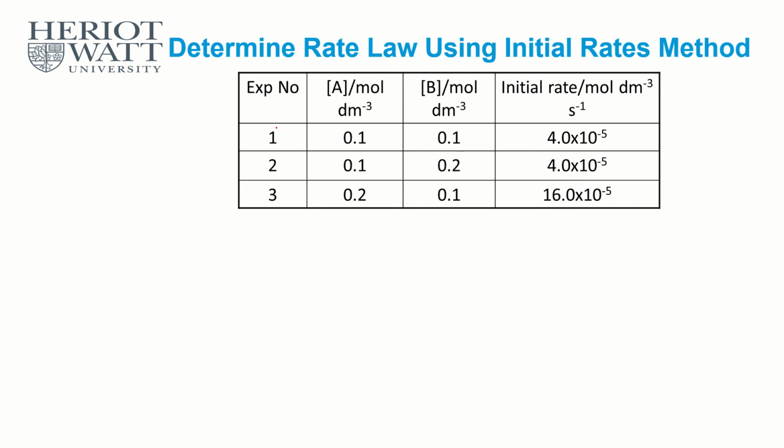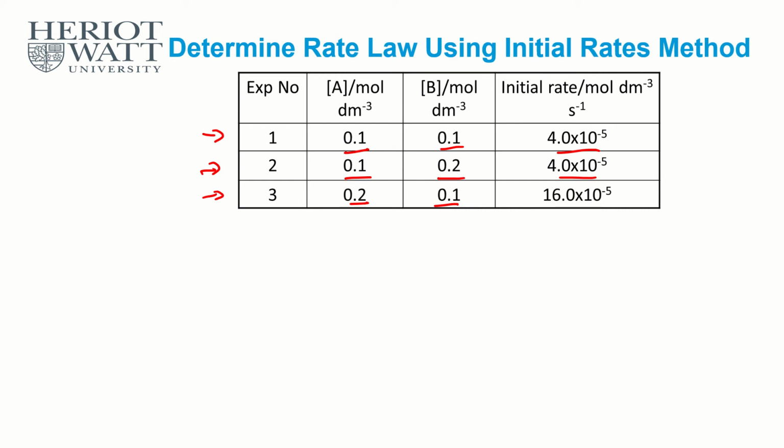For the first experiment, we are using 0.1 mole per dm cube of both A and B, and the initial rate was measured at 4 times 10 to the power negative 5. Second experiment, we notice that the concentration of A remains unchanged, but we double the concentration of B, and the initial rate of reaction remains the same. And in the third reaction, we double the concentration of A, but maintain the concentration of B at 0.1.